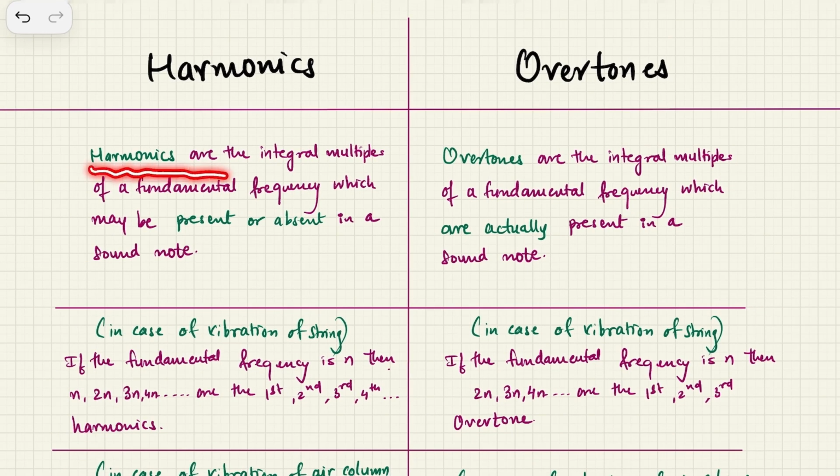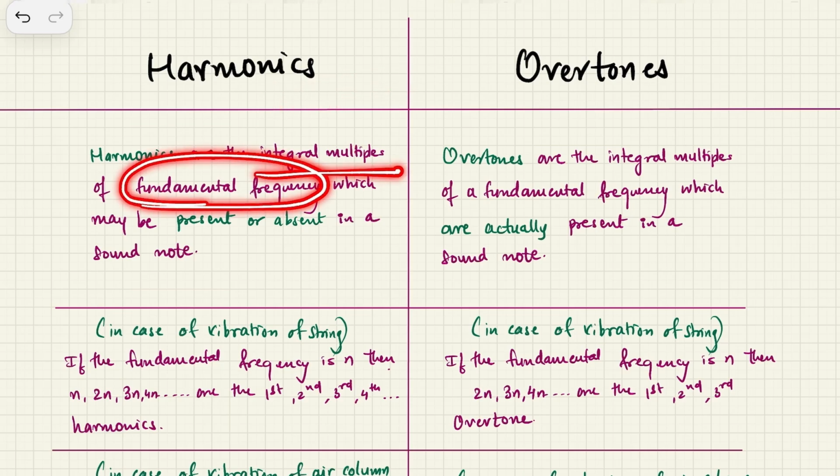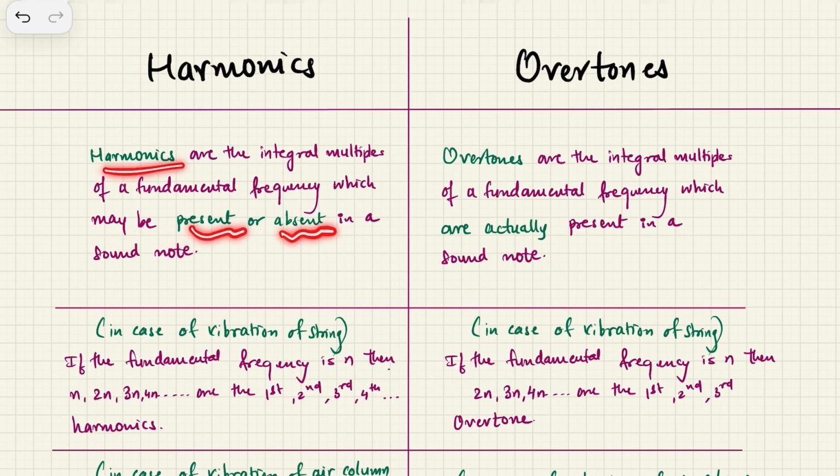So harmonics are basically the integral multiples, like 1, 2, 3, 4, 5, 6, of a fundamental frequency. Now the fundamental frequency is basically the lowest frequency which you are able to hear in a musical instrument or when some sound is being played. A harmonic may be present or may be absent in a sound note.